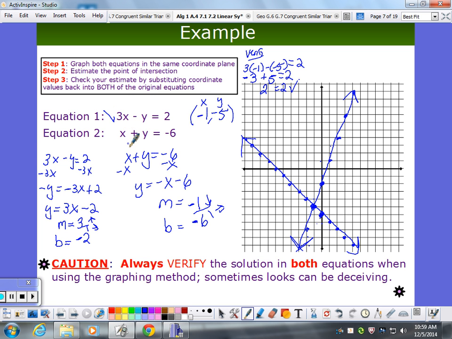Don't stop here. You have to check the other one. x plus y is negative 6. So x is negative 1, and y is negative 5. Do we get negative 6? Let me add them.